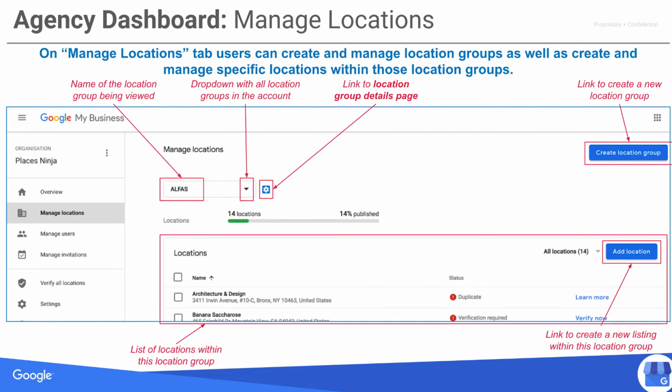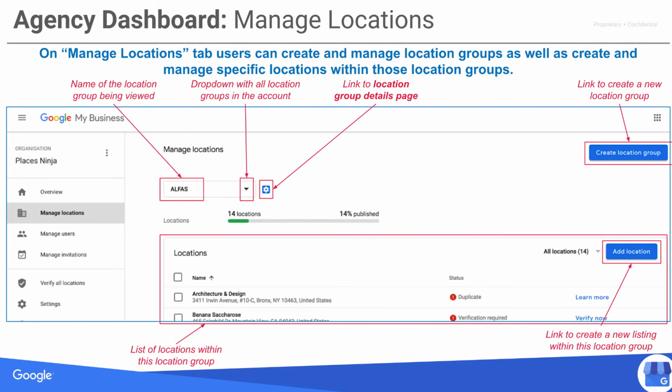Then you can also go into the area called Manage Locations, which basically allows you to manage the different location groups and assign individual locations to them. So you see the name of the location. There's also a drop-down button to select between the different location groups that you could have. And there's also the gear icon that allows you to see the details for each location group. You have 2 blue buttons that allow you to create either a location group or add a location to a specific location group. And finally, at the bottom, you have the list of all the locations that are within one specific location group.